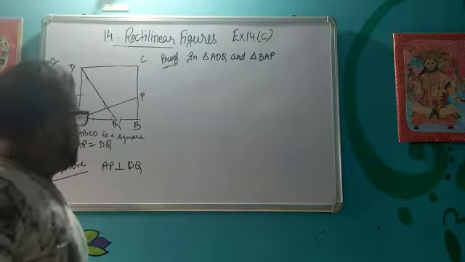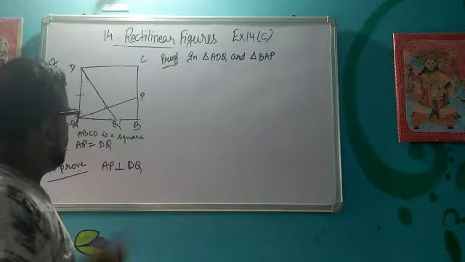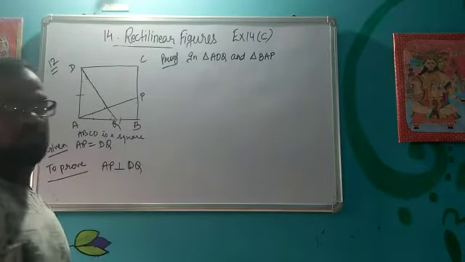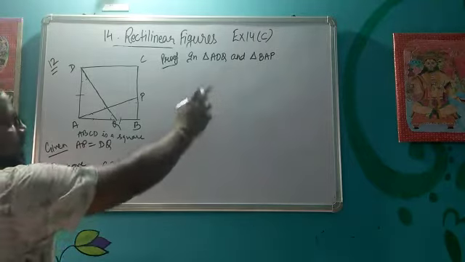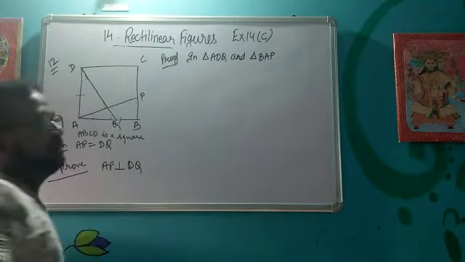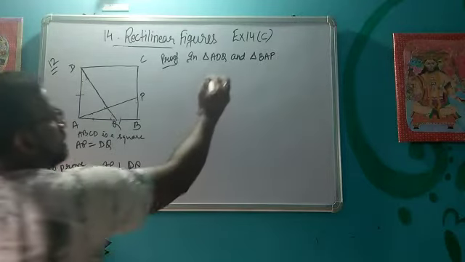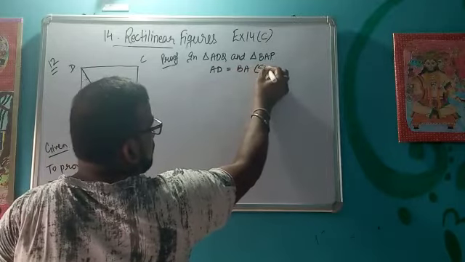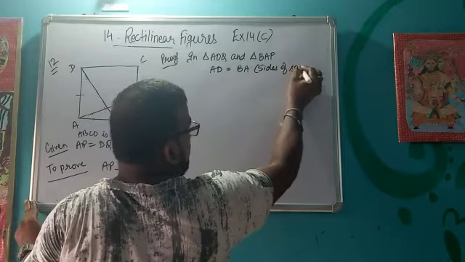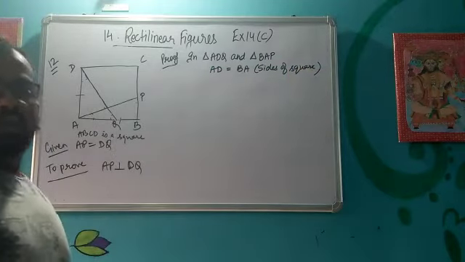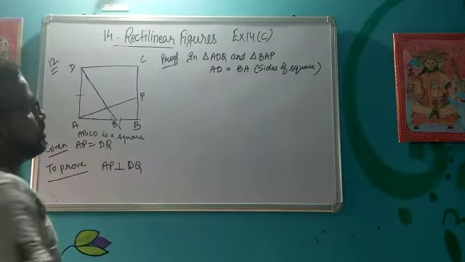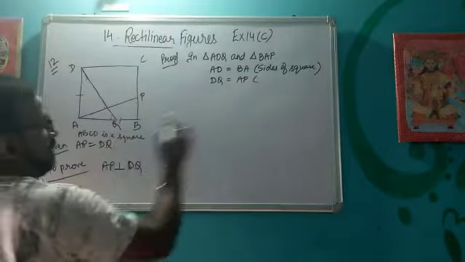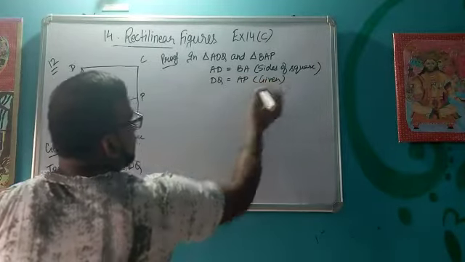Okay, in question number 12 it is given that ABCD is a square and AP equal to DQ. Now we have to prove that AP is perpendicular to DQ. So I have taken triangle ADQ and triangle BAP. Now let's start. So first AD will be equal to BA. Why? Sides of square, and we know that in a square all sides are equal and all internal angles are 90 degrees. Then BQ equal to AP, it is given, so we will write given.